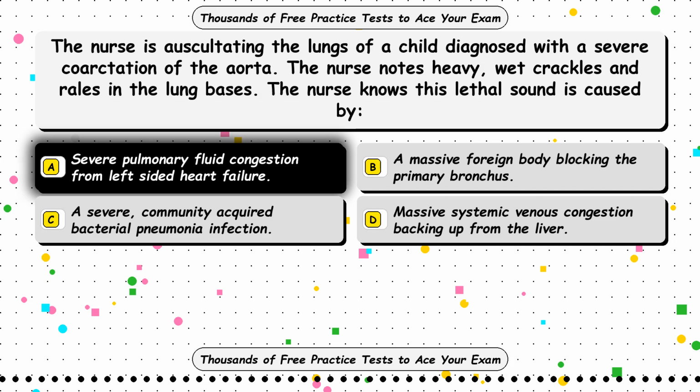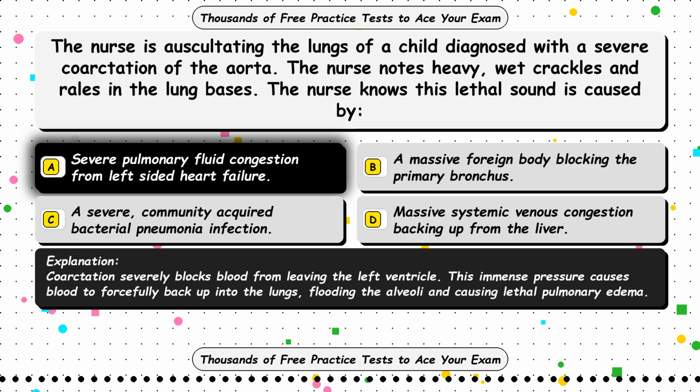The correct answer is option A, severe pulmonary fluid congestion from left-sided heart failure. Coarctation severely blocks blood from leaving the left ventricle. This immense pressure causes blood to forcefully back up into the lungs, flooding the alveoli and causing lethal pulmonary edema.